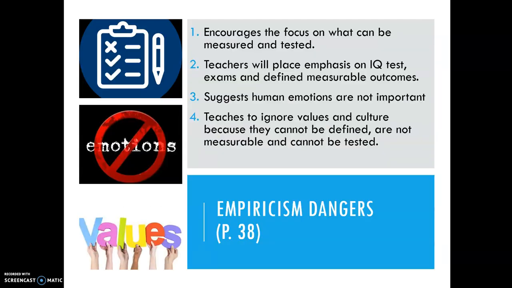So what are some of the dangers of empiricism? Well, it encourages the focus on what can be measured and tested only. Therefore, any of the creativity in the world is disregarded. Teachers will place high emphasis on IQ tests, in other words, intelligence, exams, and defined measurable outcomes. It suggests that human emotions are not important. It teaches us to ignore values and culture because they cannot be defined or measured or tested.